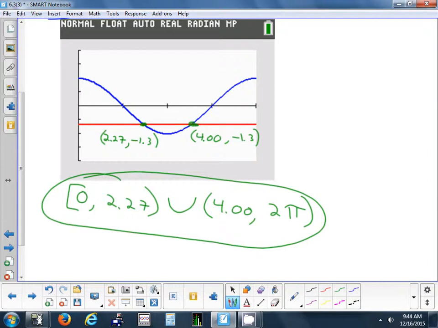Okay, and if they wanted the interval where the blue is below, it would just be between 2.27 and 4. Any questions on that? All right, so as I said, tomorrow we'll finish up with the other graphs we haven't done, and we'll do a little bit more calculator stuff like this.